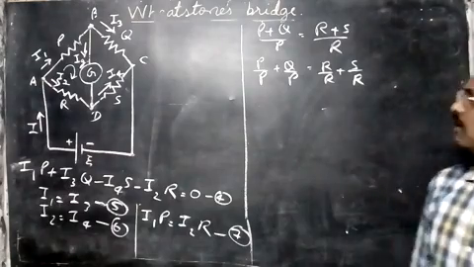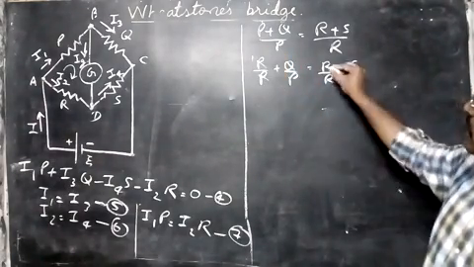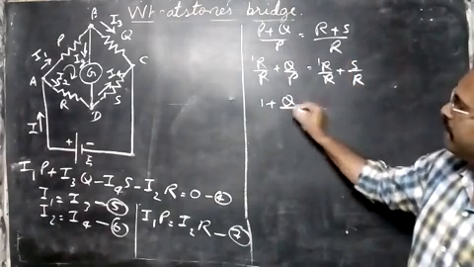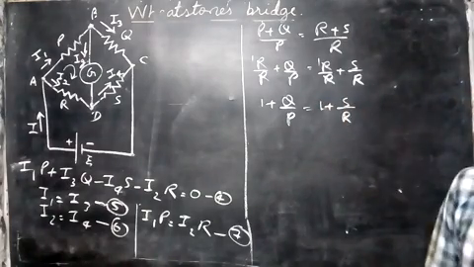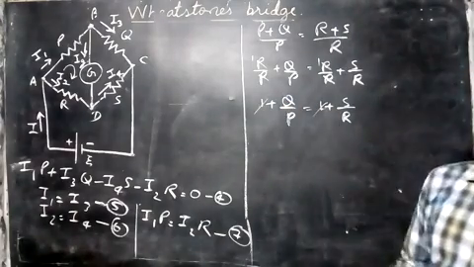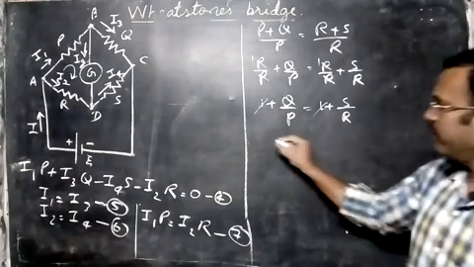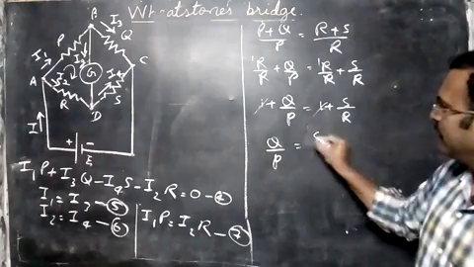Okay, so we can cancel the common terms here. So P and P cancels, and we'll get here 1. Okay, R and R cancel, we get the term 1. So 1 plus Q by P is equal to 1 plus S by R. Okay, left side we have 1, right side we have 1. We can cancel that also. Okay, if you cannot say that, you can take this 1 this side, you can minus. Okay, so what we get is Q by P is equal to S by R.